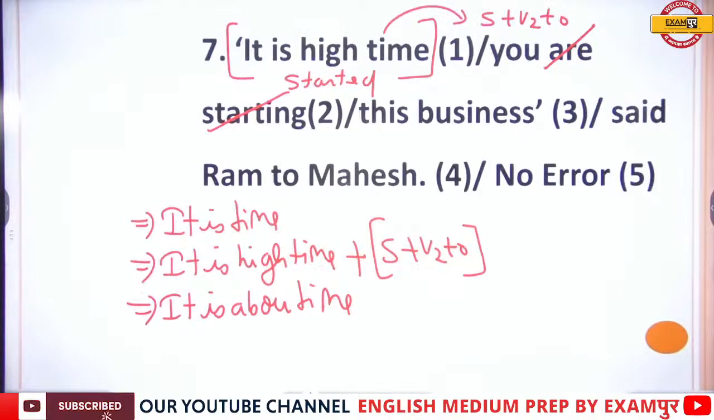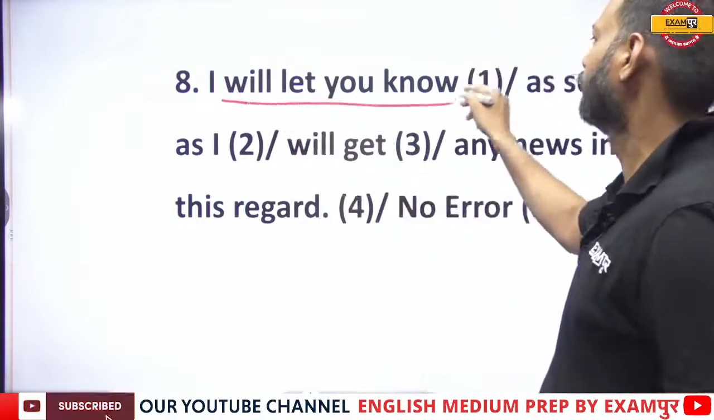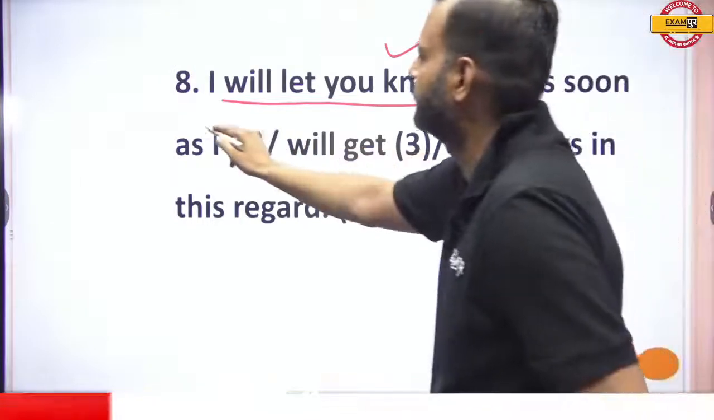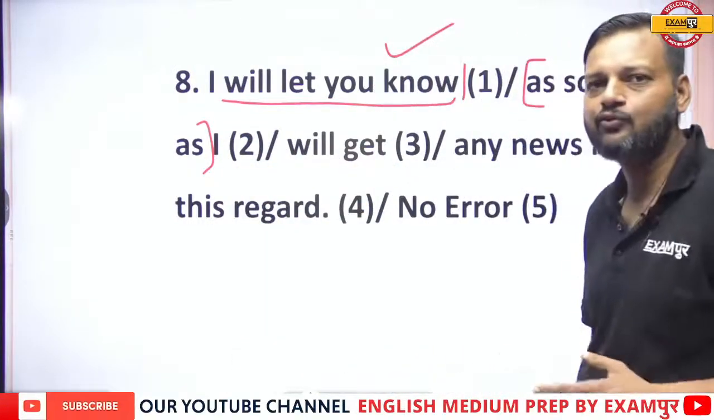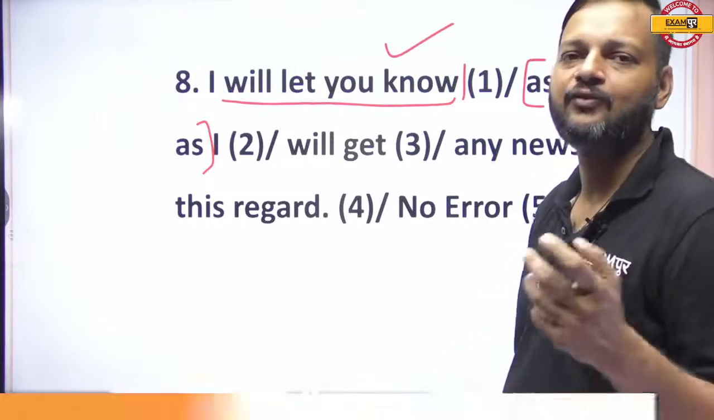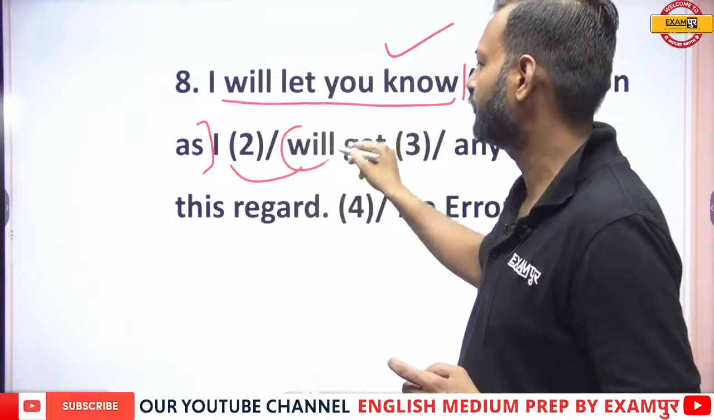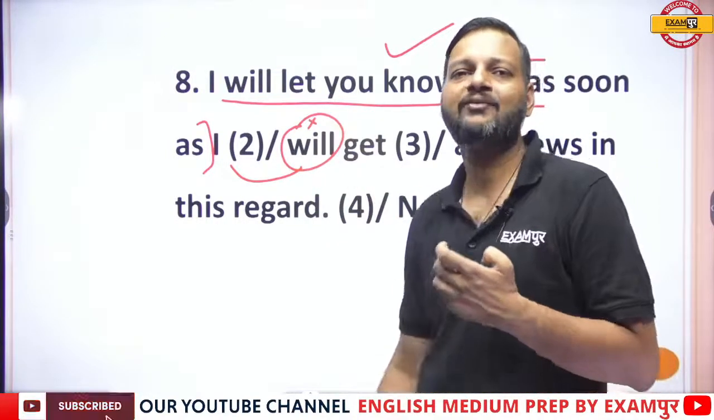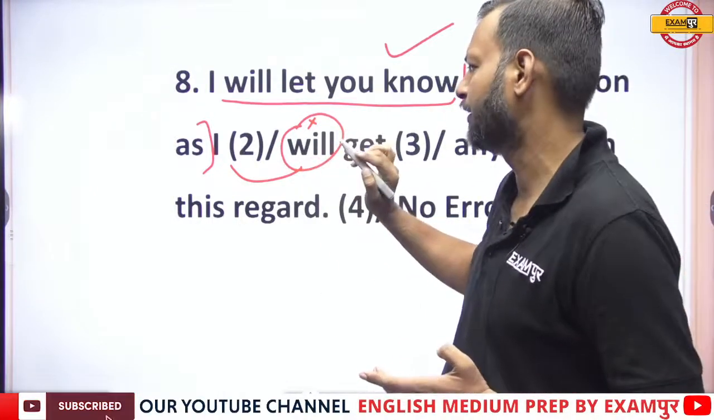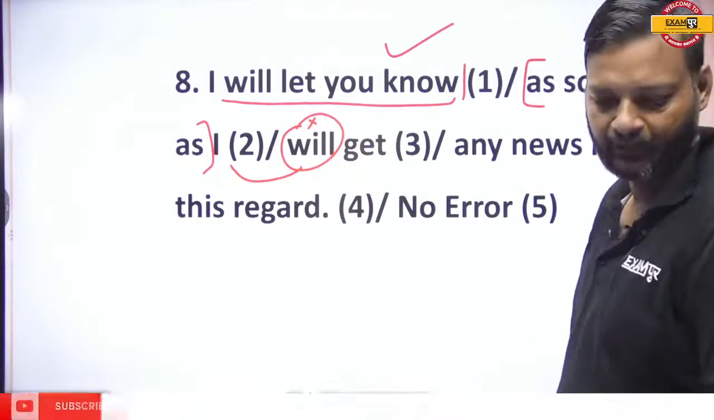So in this sentence we have I will let you know. So this is absolutely correct, no problem. And after that we have as soon as. And as we know that as soon as is a subordinate conjunction which is never followed by future tense, that is will or shall. So here we have as soon as I will. So here will is wrong, because as soon as can never be followed by a future tense. So remove will from here. So as soon as I get any news in this regard will be the correct answer.